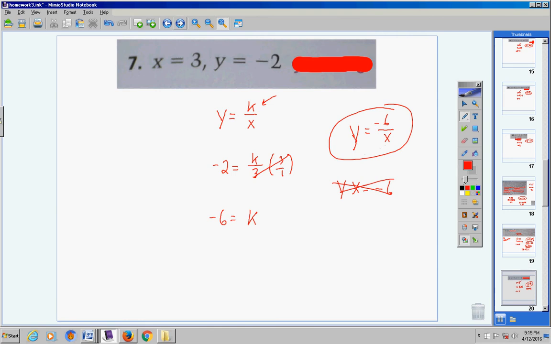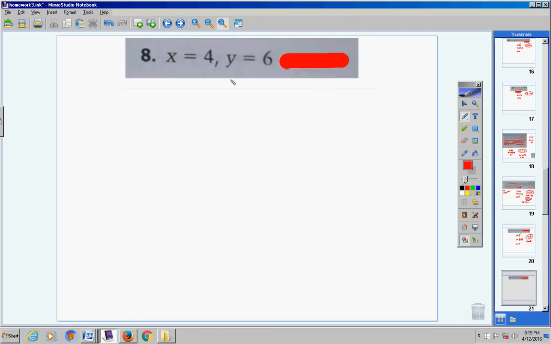Alright, number 8. The directions say that x and y vary inversely, and they want us to write an equation that models that. So we're dealing with inverse variation. So we want this model right here. First we're going to solve for k. Alright, so where the y is, I substitute 6. Where the x is, I will substitute 4. Multiply both sides by 4. 6 times 4 is 24. And on the right side, your 4's would cancel, leaving you with k. So k equals 24, so pick up 24 and put in for k right here. And there is your answer.